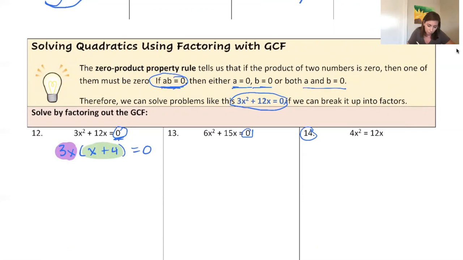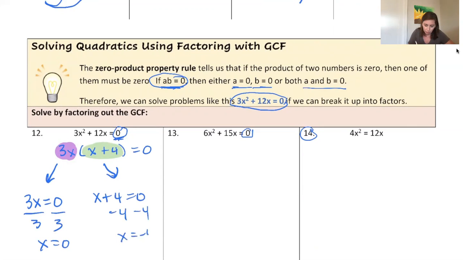So now I'm going to solve for x and see what would make it 0. So I'm going to set each of those factors equal to 0 and solve. Divide by 3, x equals 0, subtract 4, x equals -4.